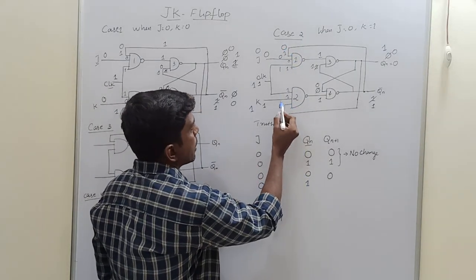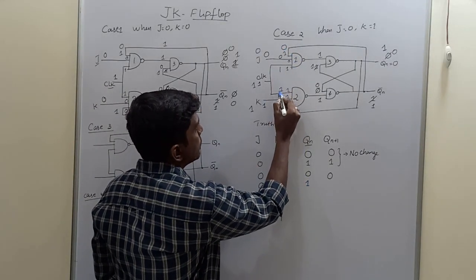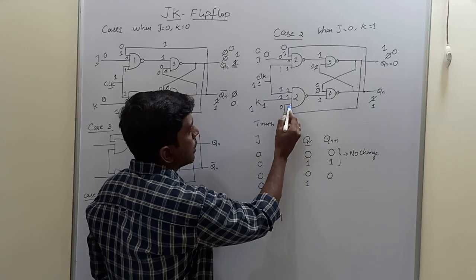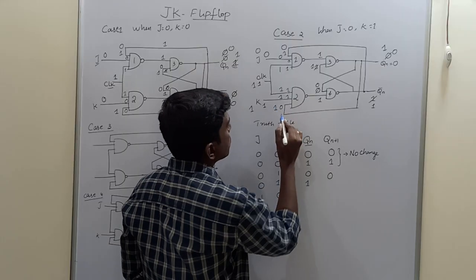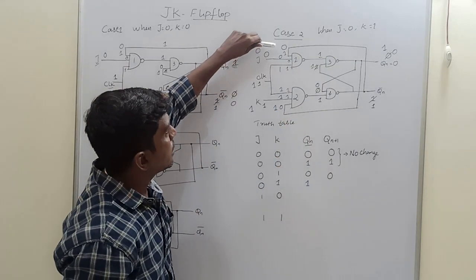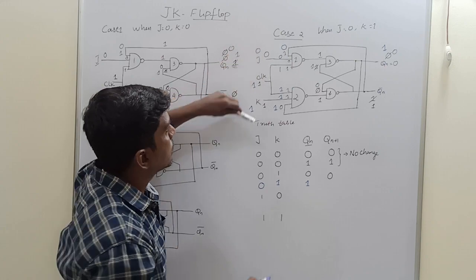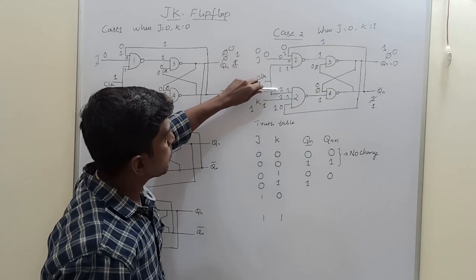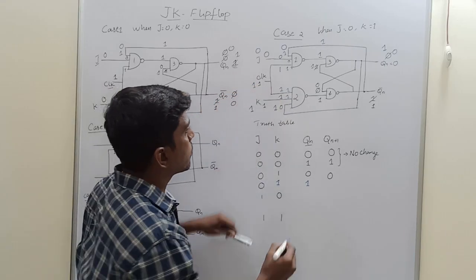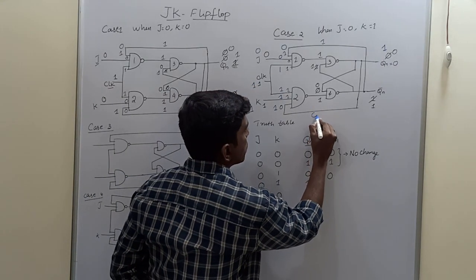So this value is 0. Then come to the second NAND gate. So clock value is 1, K value 1. Third input get from Qn. So Qn value is 1. So first NAND gate input is 0 0 1, the corresponding output is 1. Second NAND gate input 1 1 0, so output of the NAND gate is 0.